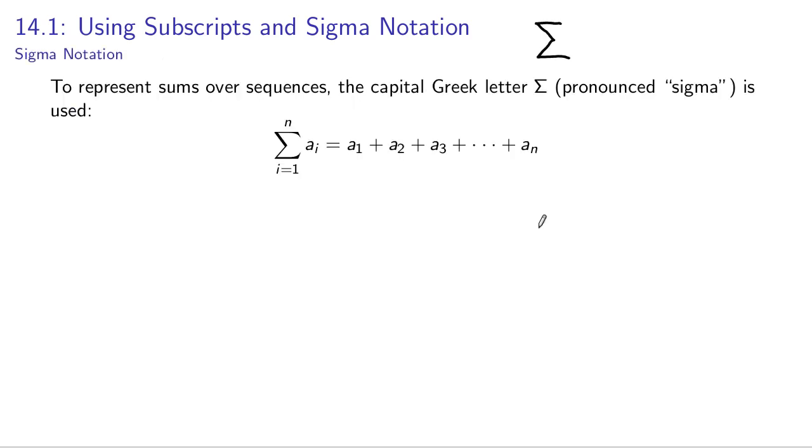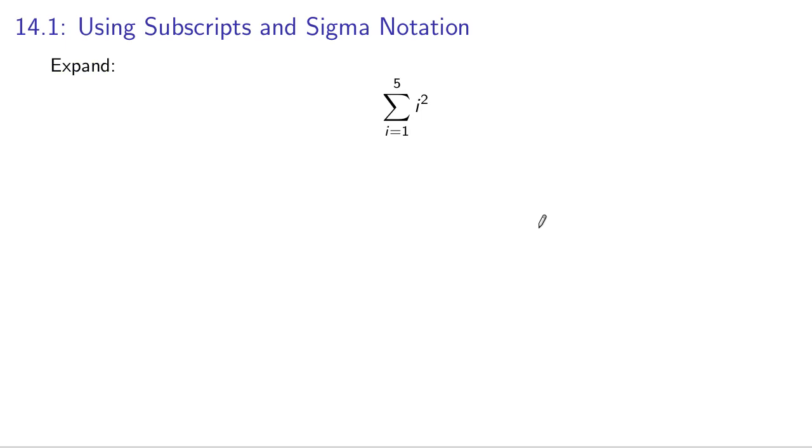So let's practice using the sigma notation. First we'll do some expansions. Let's expand this idea. So we're saying the sum from 1 to 5 of i squared, where i is our index. So the first entry would be 1 squared, and we add 2 squared, then 3 squared, and we do this till we get to our last number, which is 5. 4 squared plus 5 squared.